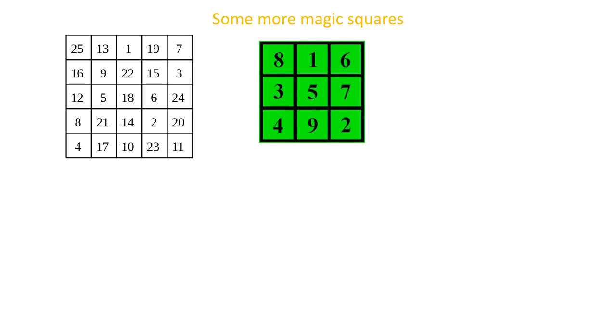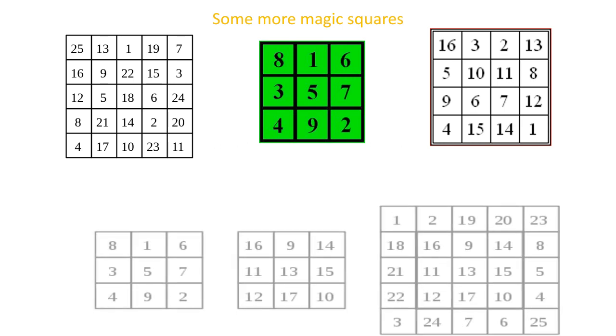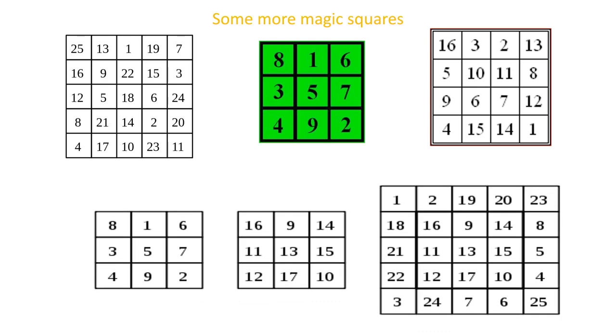See the second example. Again it is a 3 cross 3 grid. Then third example, 4 cross 4 grid. And some more examples are there. So I have given 3 cross 3 grid, 4 cross 4 grid, 5 cross 5 grid of magic squares. Go through them and check whether each is really a magic square or not.